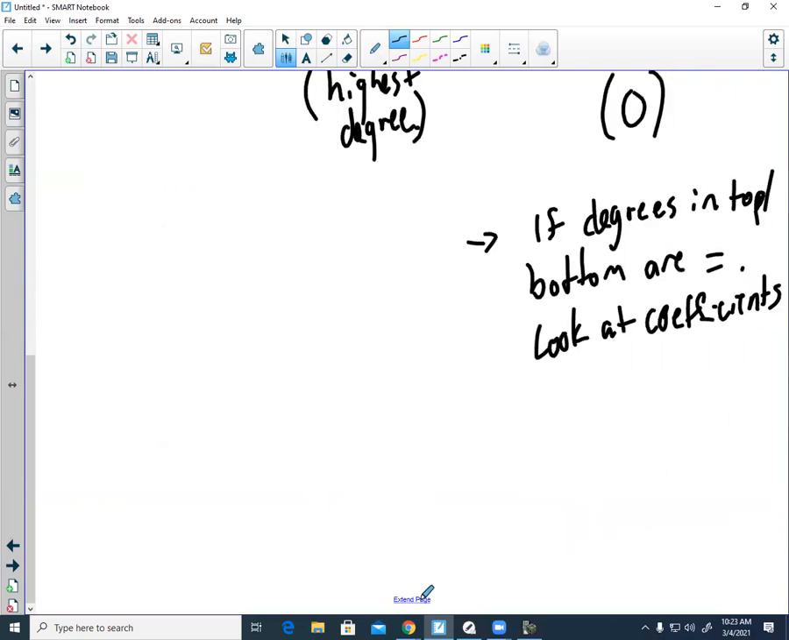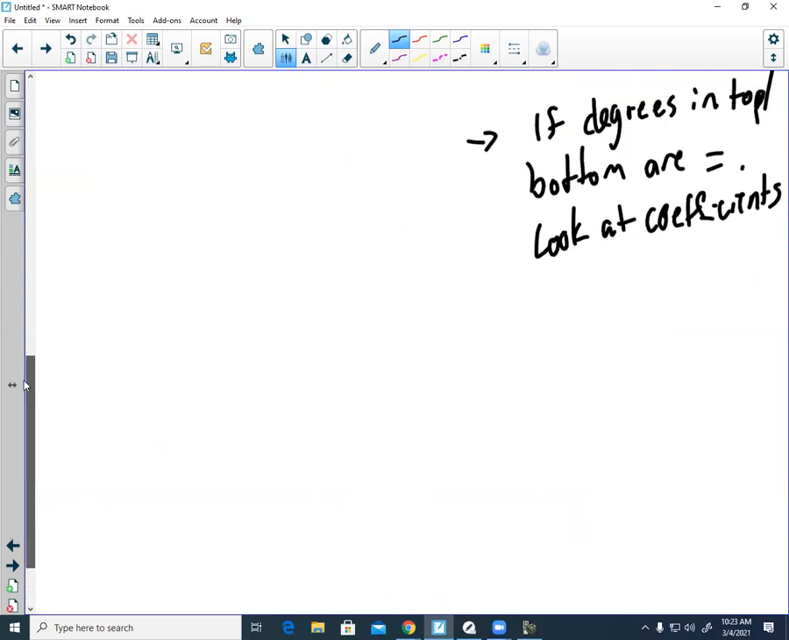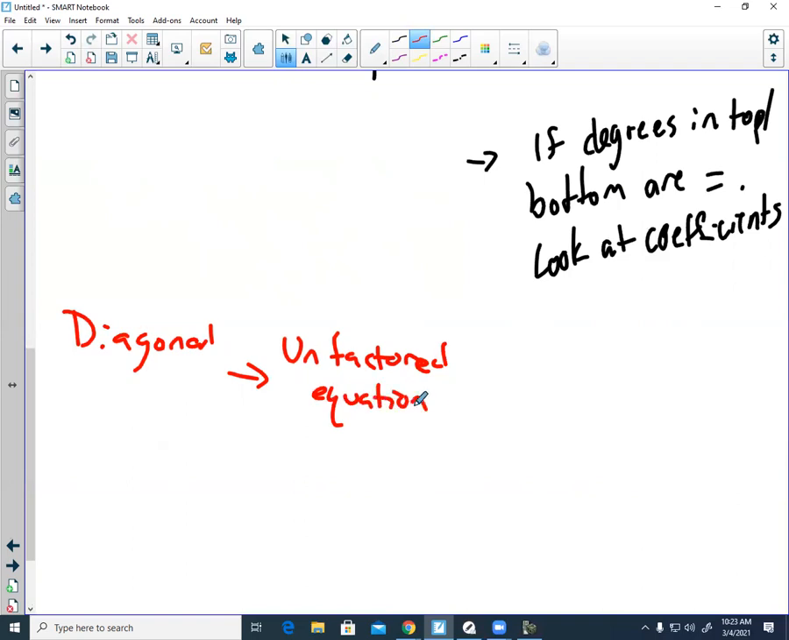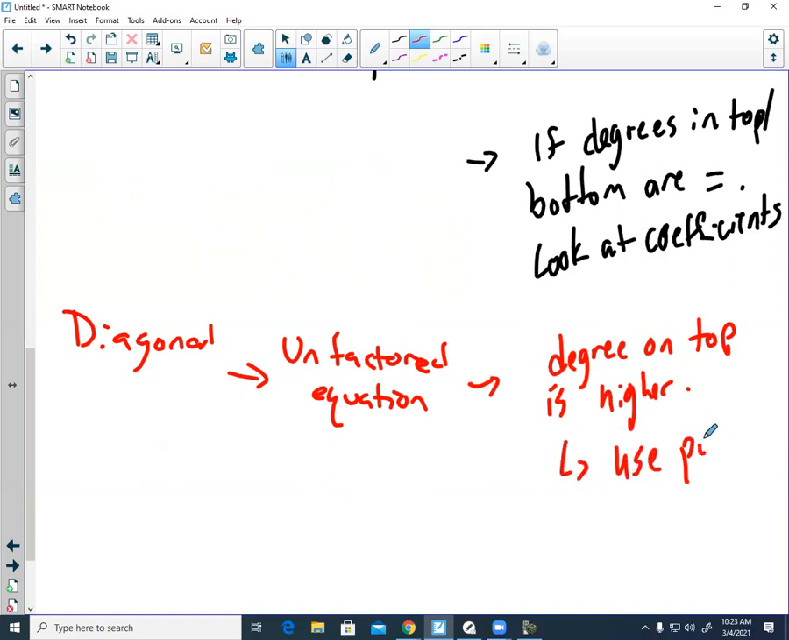Okay, and then the very last thing is diagonal, and this is everyone's least favorite because it uses long division, and quite frankly, it just sucks. For diagonal, you look at the unfactored equation, and this is when the degree on top is higher. And this is everyone's favorite, use polynomial long division.